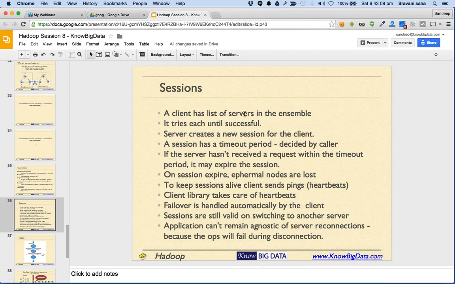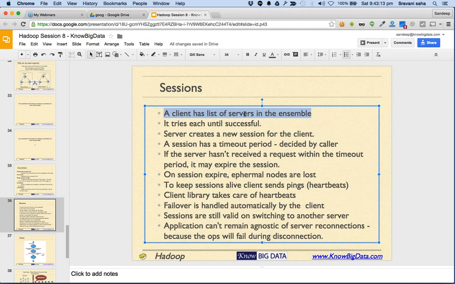First, have you ever created a connection to a database? If you have, you would notice that whenever we created the connection to the database, there was always one single database. Here, the zookeeper has multiple machines from which our client can read and to which it can write.